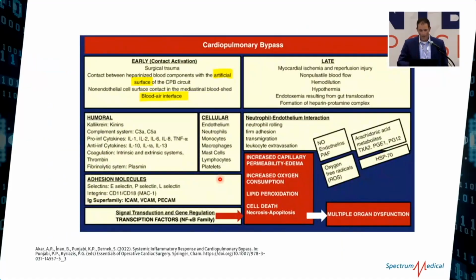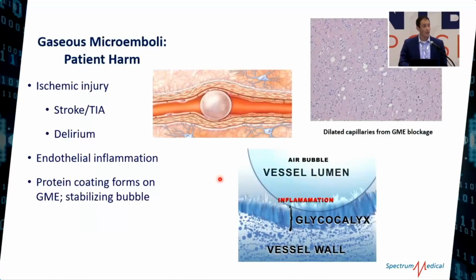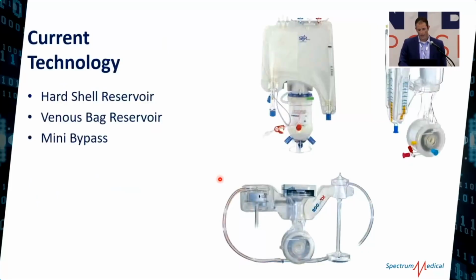On cardiopulmonary bypass, it's an artificial surface. You get early contact activation, and one of the biggest problems is the blood-to-air interface that wreaks a lot of havoc in our patients. Again, a similar problem also with gaseous microemboli, which just increases that inflammation. Reservoirs can also have an impact on how much gaseous microemboli gets through into the system that the oxygenator has to handle. So the reservoir plays a role as well.